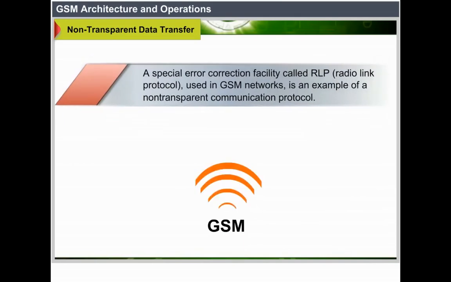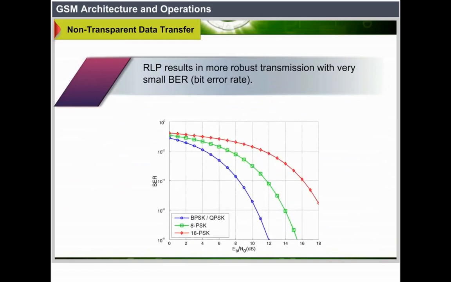A special error correction facility called RLP, Radio Link Protocol, used in GSM network is an example of a non-transparent communication protocol. RLP results in more robust transmission with very small BER, bit error rate.